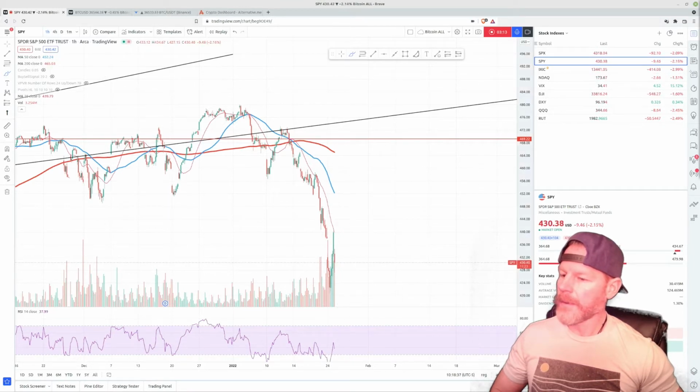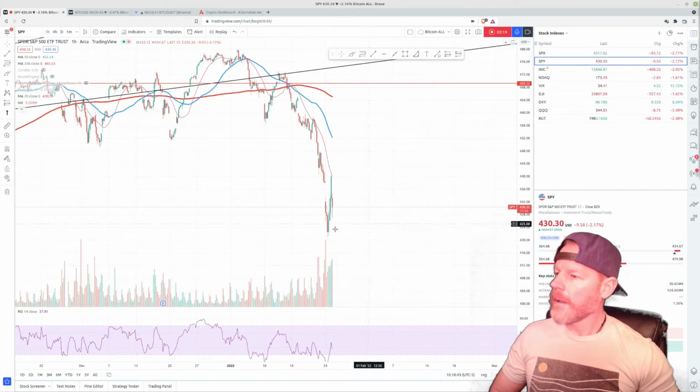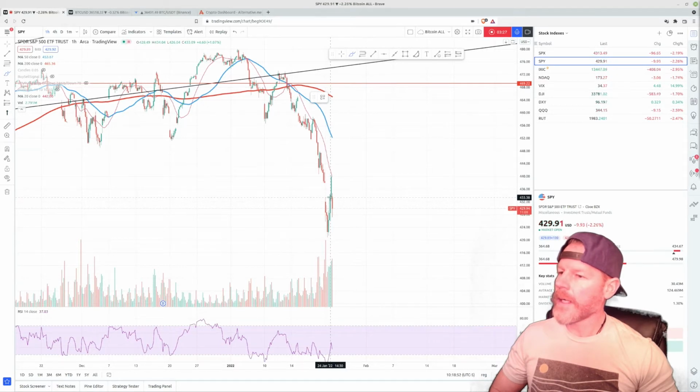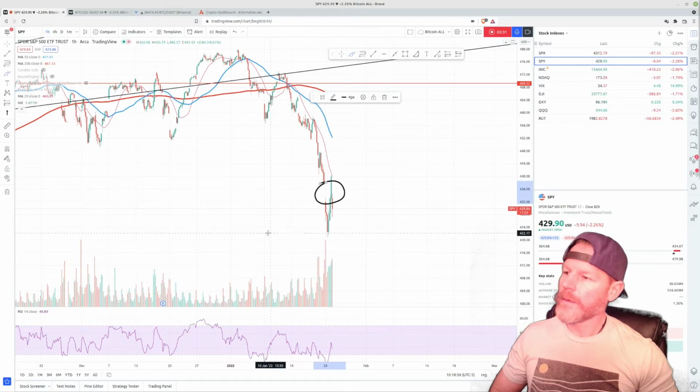What I did want to point out is on the hourly chart, we did yesterday fill a gap. All right. And this is the same for all the indexes. The gap occurs right here between 438 and down here, wick high 433. So that gap has been filled, meaning we don't have to worry about coming back up at a later time and filling it.